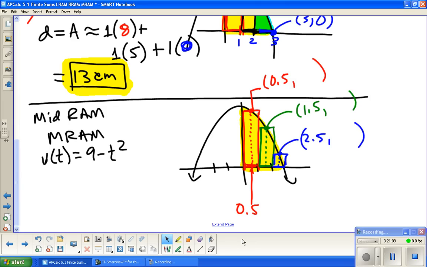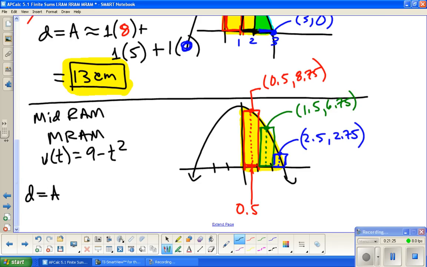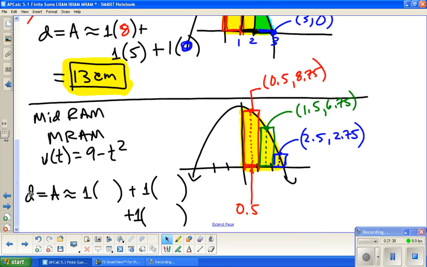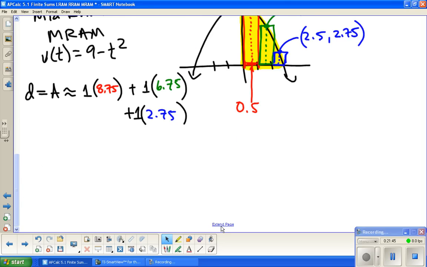In the interest of time, I'm not going to bore you with the typing. So through the magic of television, or YouTube as it is, those are your y values. We're still going to set this up the same way. Distance is equal to the area, so that's going to be approximately, the width of each rectangle is still 1. It still follows the same setup that we've been using, it's just the y values are now different. Let me fill those in. There they are, and let's tally that up.